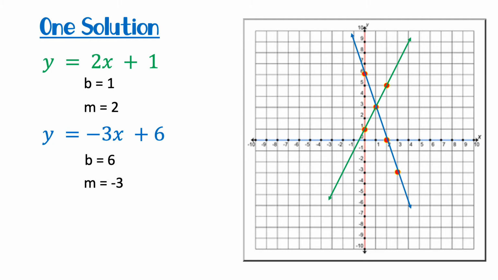Next, we graph our line, and we see that the point where these intersect is right here at 1, 3. So the two lines intersect at this point. Therefore, this is the solution to this system of equations. The solution is the ordered pair at which both lines intersect.